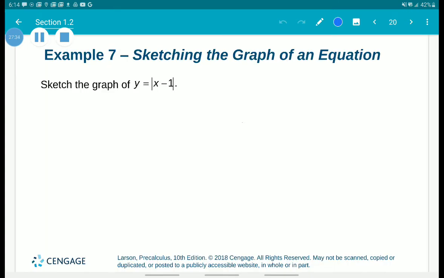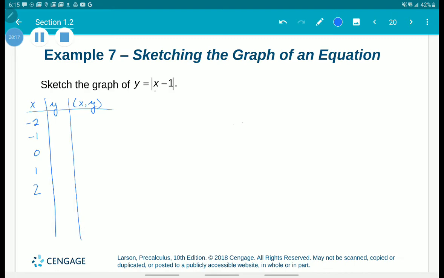Now suppose we want to look at this example. We want to sketch a graph of this equation. Now notice this is an absolute value equation, and usually we see absolute values with a V-like shape. So that's what we're going to expect to come out of this. So let's pick some points. I'm going to create my table again, and I'm just going to pick some values: negative 2, negative 1, 0, 1, and 2.